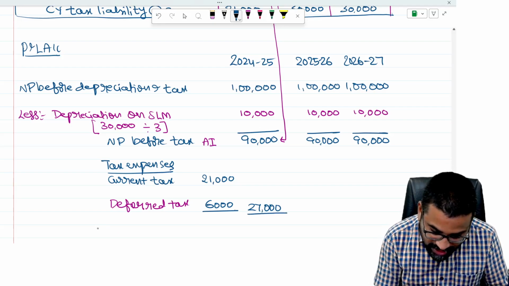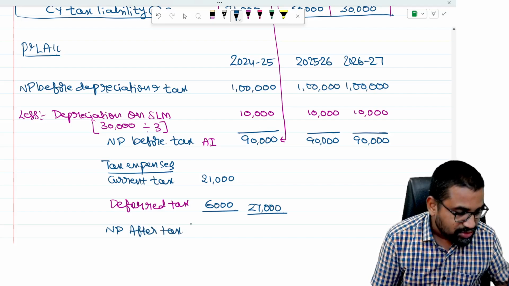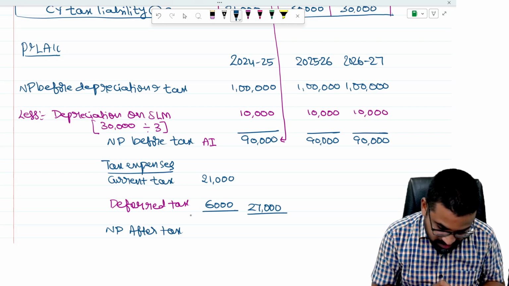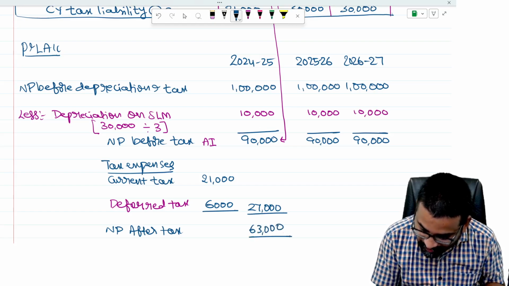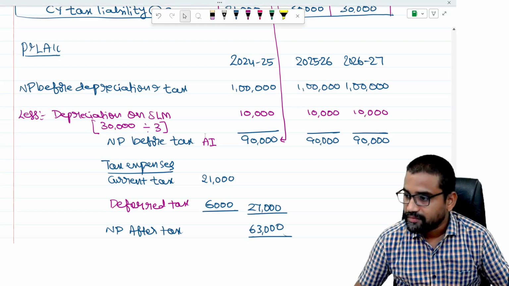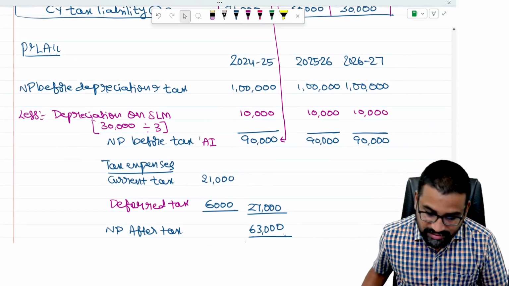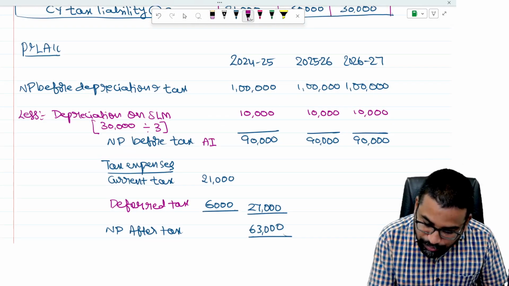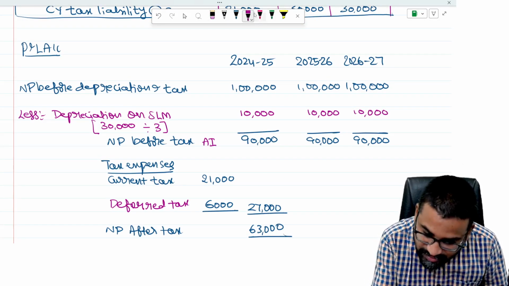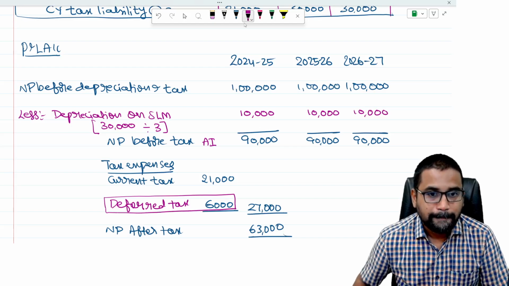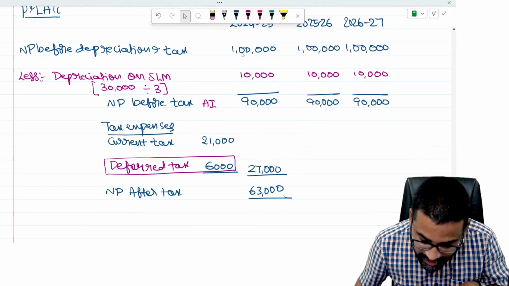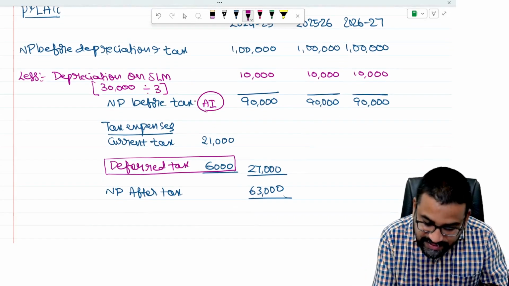So therefore, what is my net profit after tax? 90,000 minus 27,000. 63,000. Now you see, you are matching. So what is the concept we brought to match this? This one. This is the concept we brought to match the accounting income and taxable income, or to match the accounting income with the tax expenses.